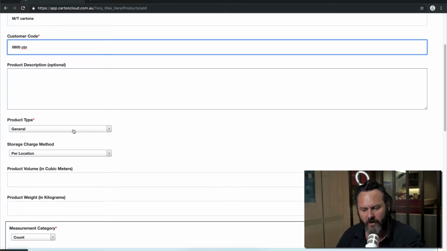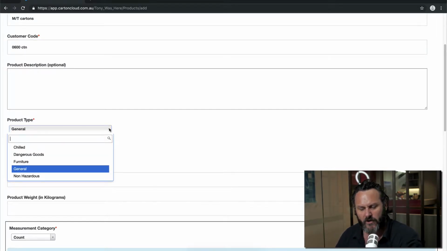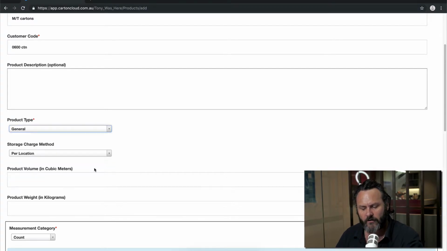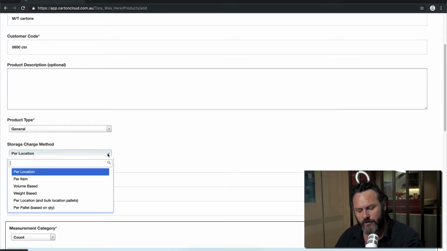Here we have our product type. In the product type, we could put in things like chilled or furniture or dangerous goods or whatever it may be. This one is just going to be general. Storage charge method. Now a lot of people can get a bit confused when it comes to storage charge method because we have a few. The default charge method is per location.